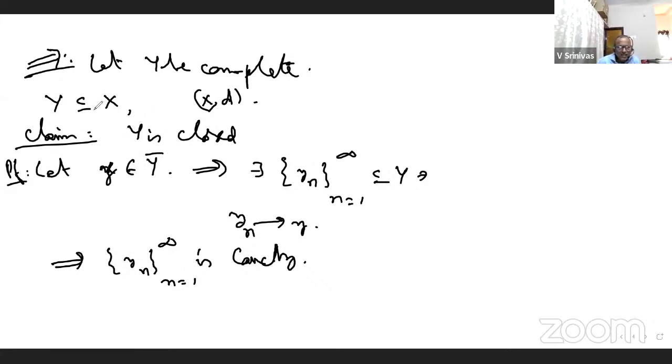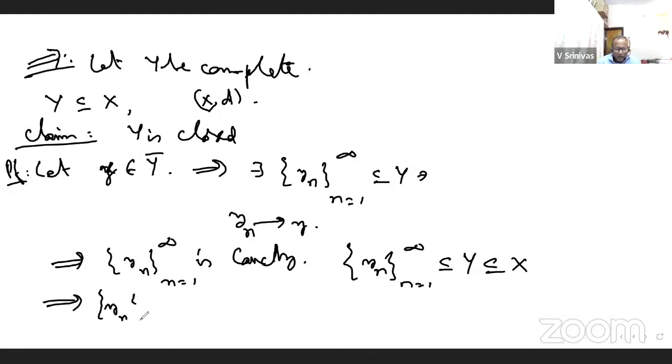Now this Y is contained in X. So Yn, where n equals 1 to infinity, is contained in Y, and Y is in turn contained in X, right? So this Yn is also a sequence in X. So this is a Cauchy sequence in X, right? This implies Yn, where n equals 1 to infinity, is Cauchy in capital X.